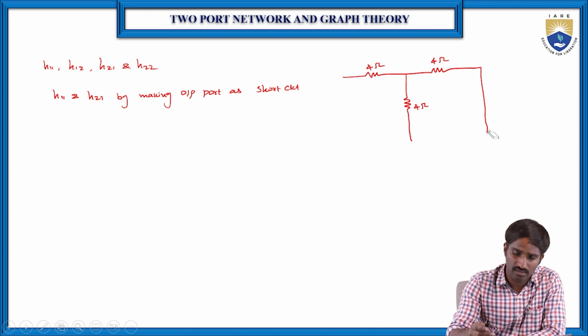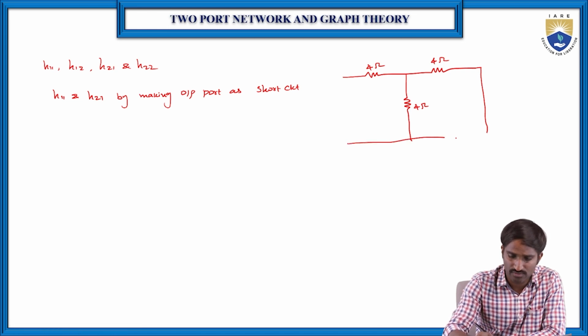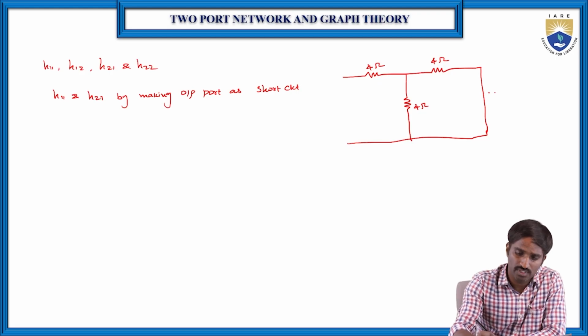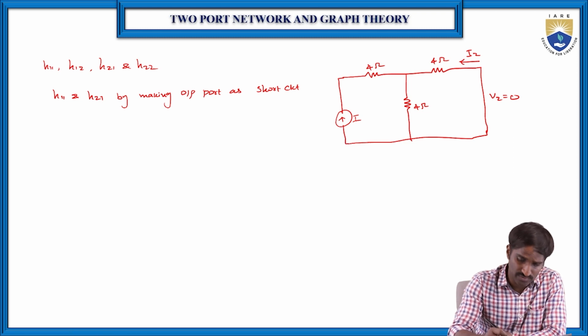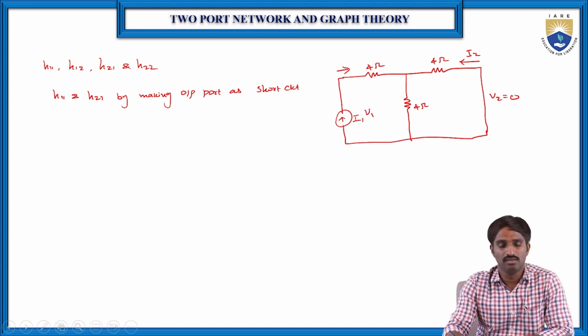So by making the output terminal a short circuit, so here V2 is equal to 0. Here I2 is there, and here V2 is equal to 0. Let us connect here one current source, so here it is I1. The direction of I1 is here, and again V1 is there.